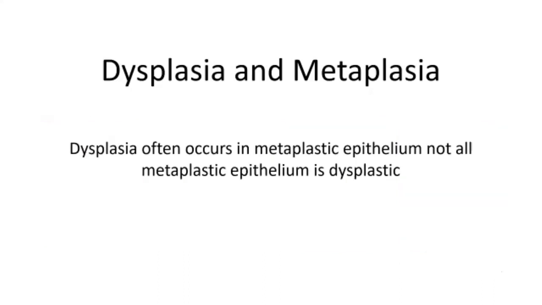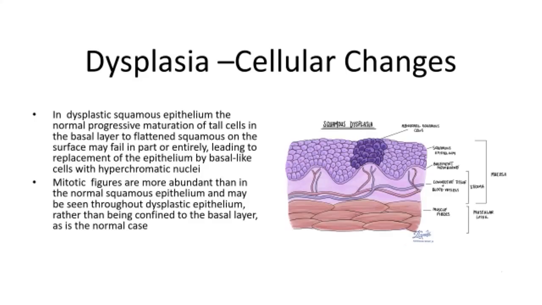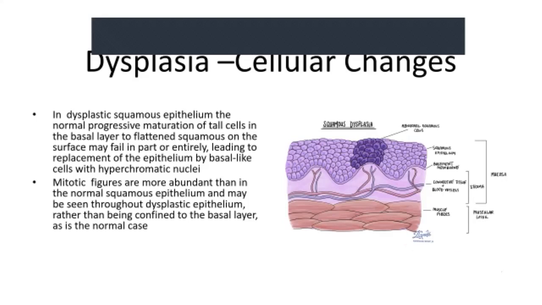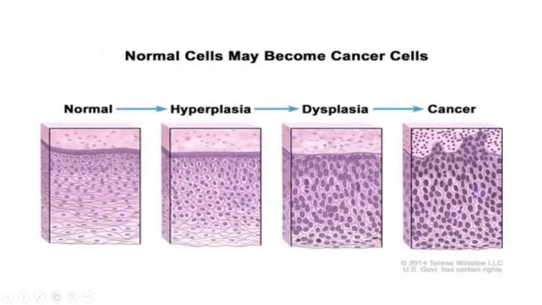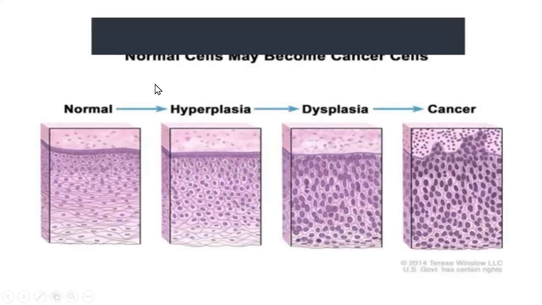So the definition has been given here. In dysplastic squamous epithelium, the normal progressive maturation of tall cells in the basal layer to flattened layers on the surface may fail in part or entirely, leading to replacement of epithelium by basal-like cells with hyperchromatic nuclei. This can be seen here. The entire basal-like cells are transformed. They have a hyperchromatic layer. They are pleomorphic. Pleomorphic means different kinds of cells present in a single tissue. If you see here, all the cells are similar. Here, the cell size varies and the nucleus varies because they are in different phases of the cell cycle. And cancer has two important capabilities called invasion and metastasis.